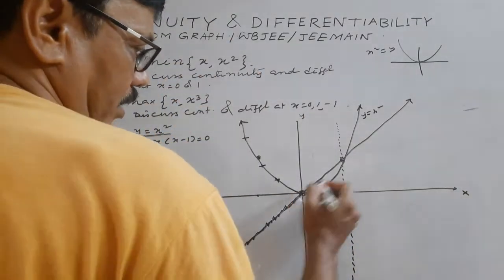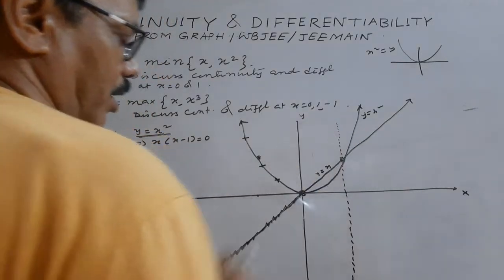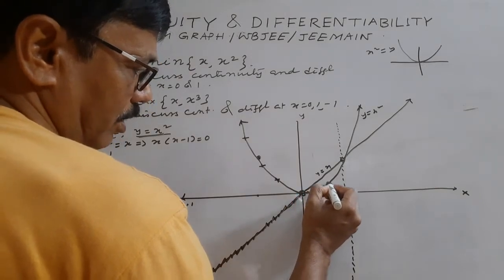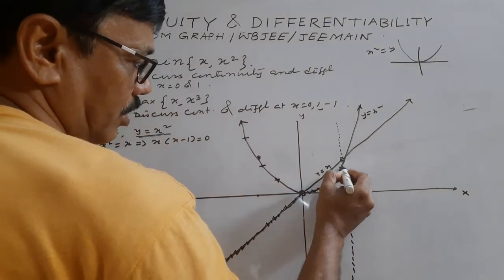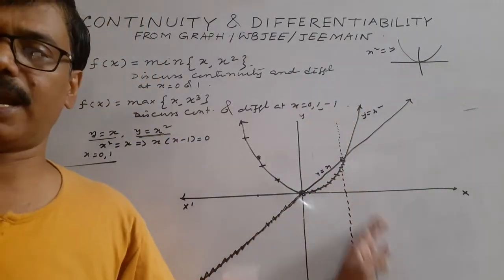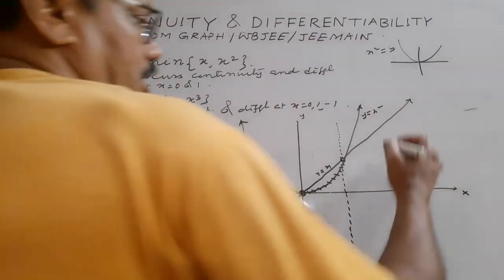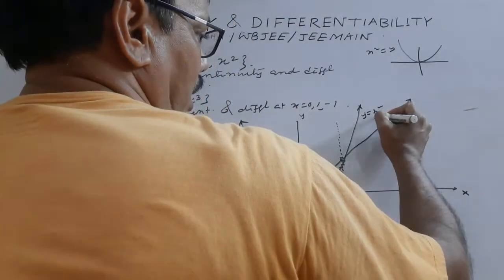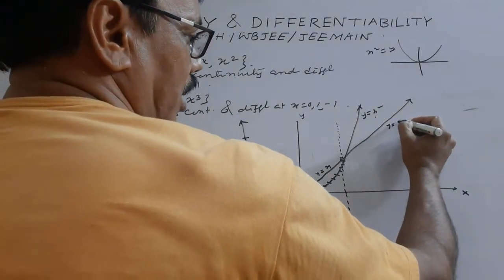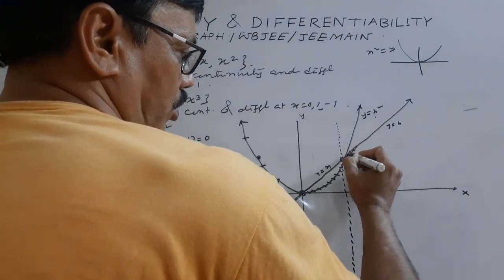Now, from 0 to 1, this is y equals x and this is y equals x square. So, this one is the minimum. We take this part, so this part is absent. And then from 1 onwards, this is y equals x, this is y equals x square, and the minimum is y equals x. So, this part.